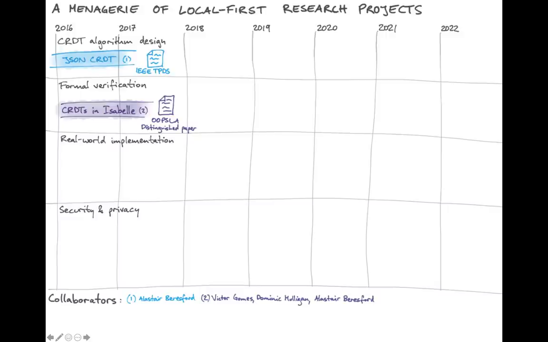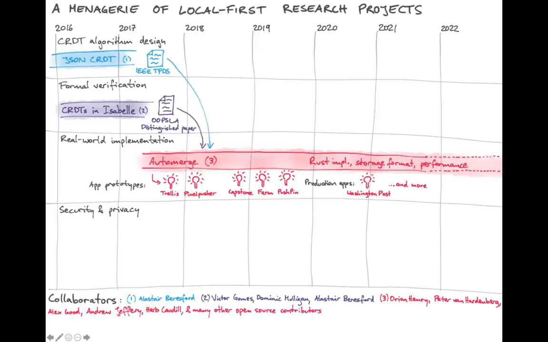Around a similar time, I also started working with Dominic Mulligan and Victor Gomez and Alistair Beresford on formal verification of some of those algorithms, which we published in a paper at Uppsala, and that actually got an award. Then around that time, we started working on Automerge and started taking those ideas that we had developed on the theoretical side and actually trying to implement them in practice. And so Automerge has been running since about 2017, has developed quite a nice community of open source contributors who've added to this. Part of this is a Rust implementation.